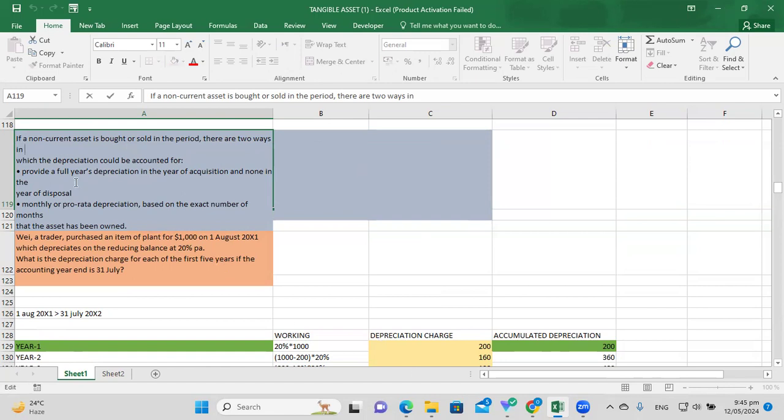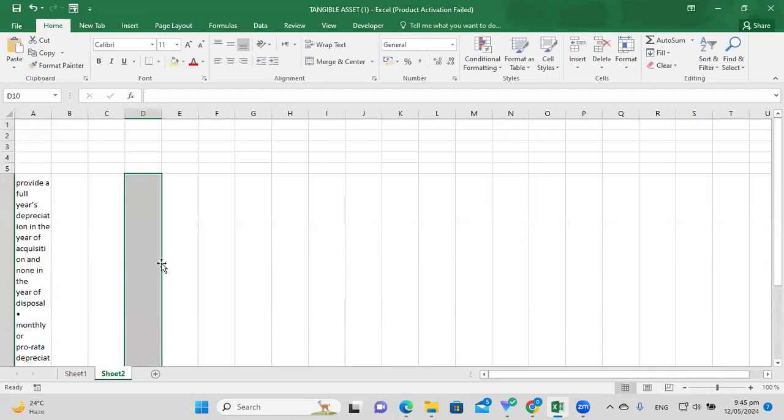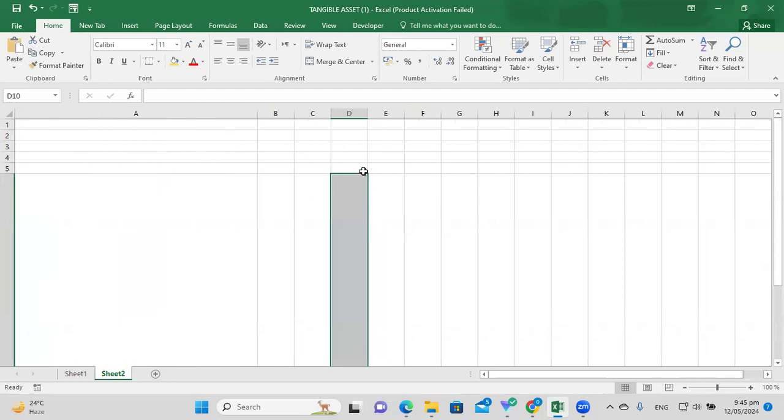Okay, now let's have a look at these two points through an example. All right. Let's just copy paste it here. Sorry, just wait.